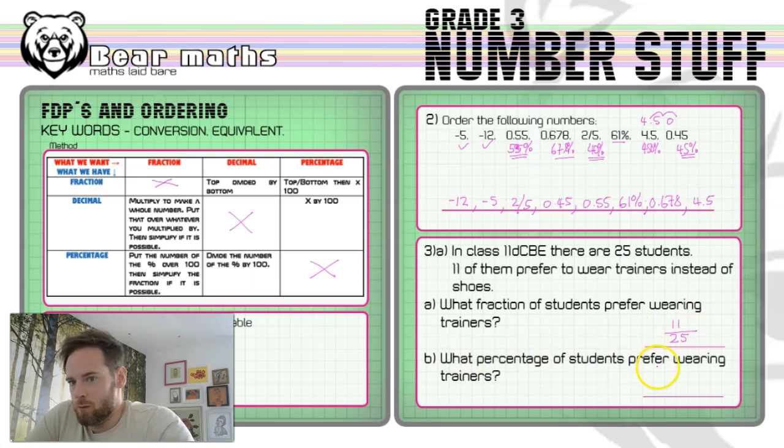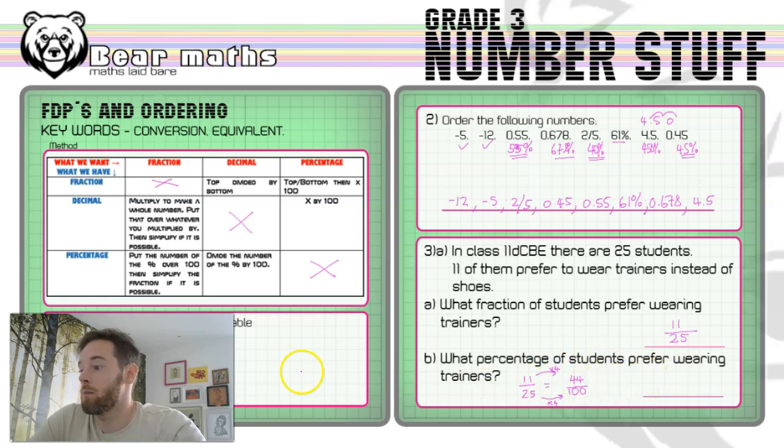Now, what percentage of students prefer wearing trainers? 11 out of 25 is going to help us, because what we can do is turn that into a fraction that is out of 100. It's the easiest way of doing it. If you multiply by 4, you've turned 25 into 100. So you multiply the top by 4 and you get the answer, 44 out of 100. Now, that is very simple as a percentage, because it just sits on the top of the fraction. So 44% is the percentage of students in that class that prefer wearing trainers. So at least more of them do prefer wearing shoes.